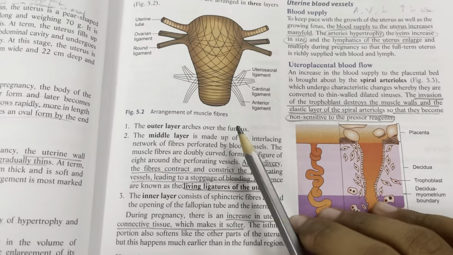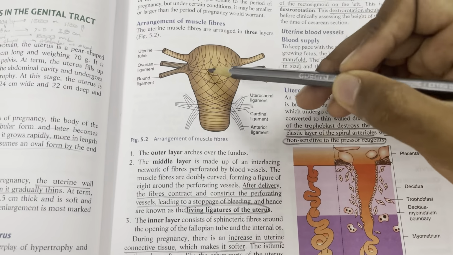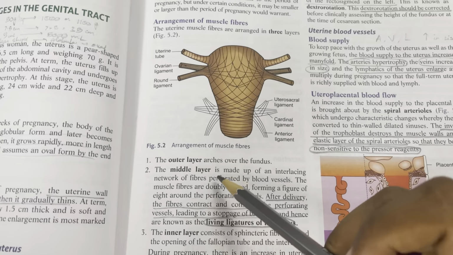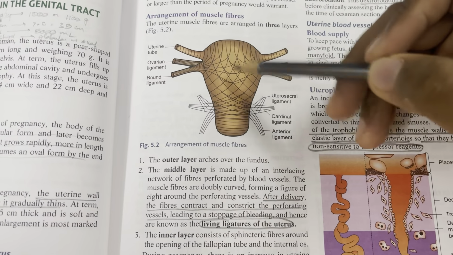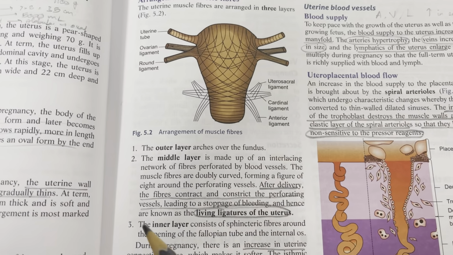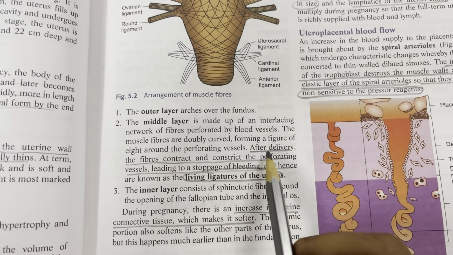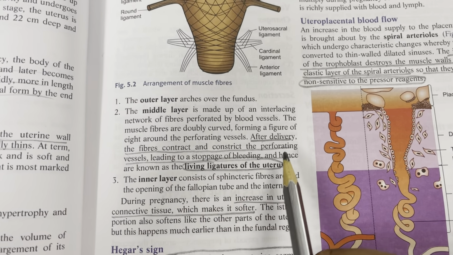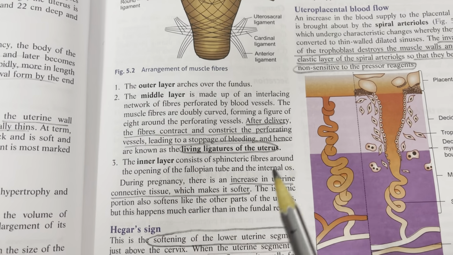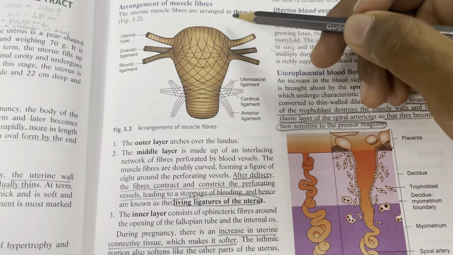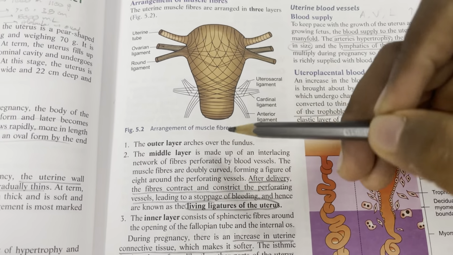Then arrangement of muscle fibers. You have outer layer which arches over the fundus, like this. And then middle layer, it is made up of an interlacing network of muscle fibers. So what happens is this acts as the living ligature. After delivery, the fibers contract and constrict the perforating vessels, leading to a stoppage of bleeding. The inner layer consists of sphincteric fibers opening around the fallopian tube and the internal os.